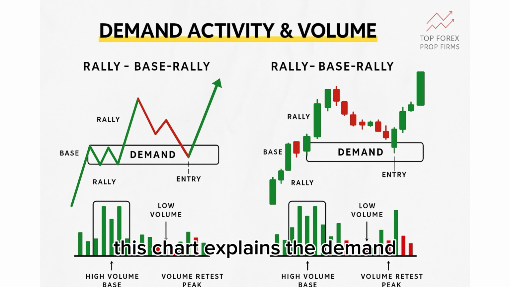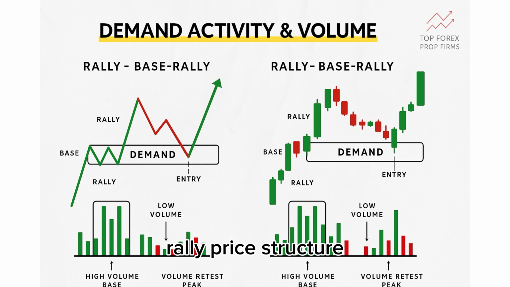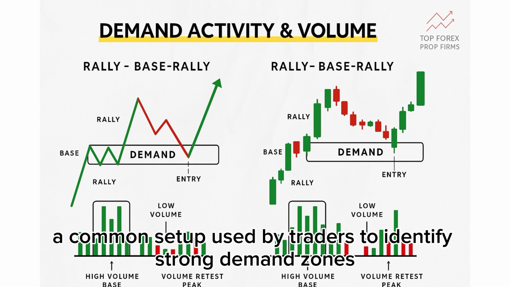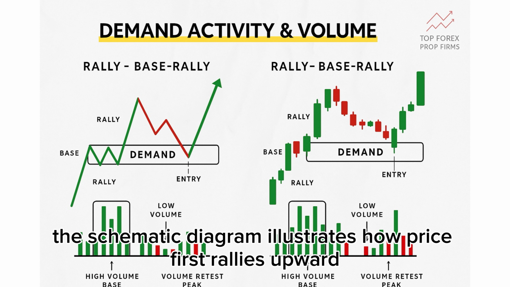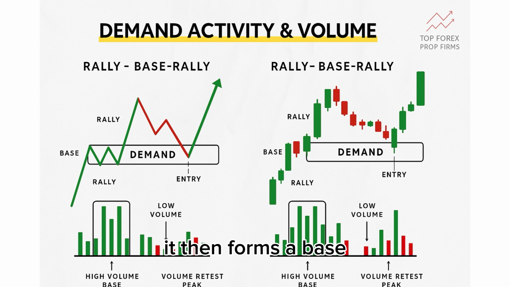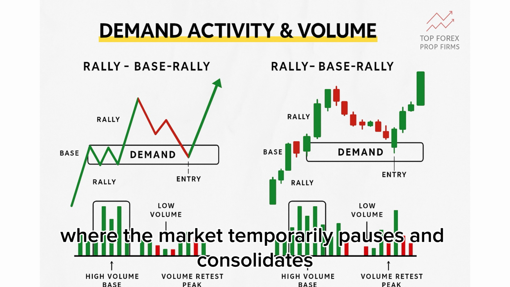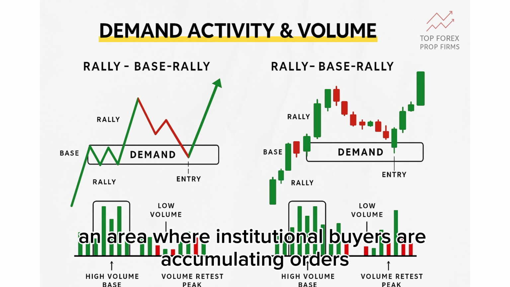This chart explains the demand activity and volume relationship in a rally-base-rally price structure, a common setup used by traders to identify strong demand zones and high-probability buy entries. On the left side of the image, the schematic diagram illustrates how price first rallies upward, showing strong buying momentum. It then forms a base, where the market temporarily pauses and consolidates. This base represents the demand zone, an area where institutional buyers are accumulating orders.